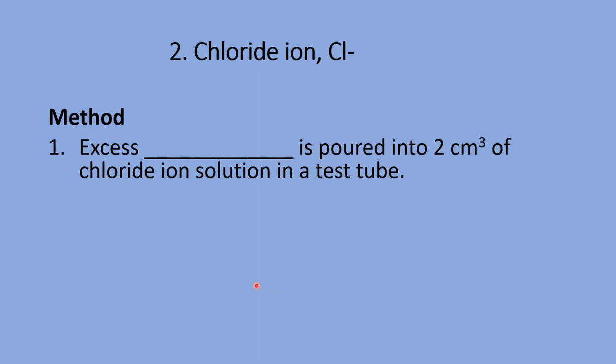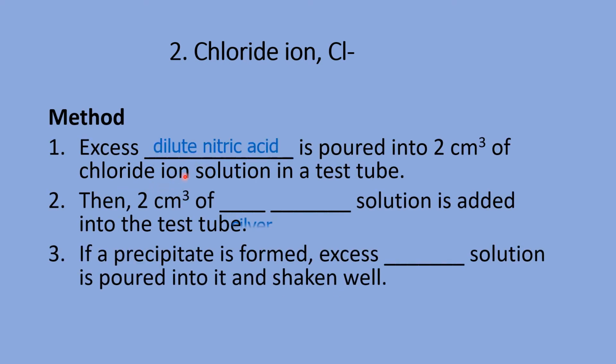Chloride ion method. Excess dilute nitric acid is poured into 2 centimeter cube of chloride ion solution in a test tube. Then 2 centimeter cube of silver nitrate solution is added into the test tube. If a precipitate is formed, excess ammonia solution is poured into it and shaken well.